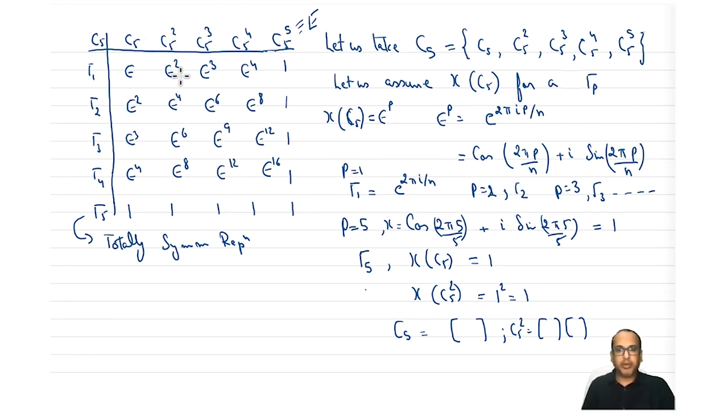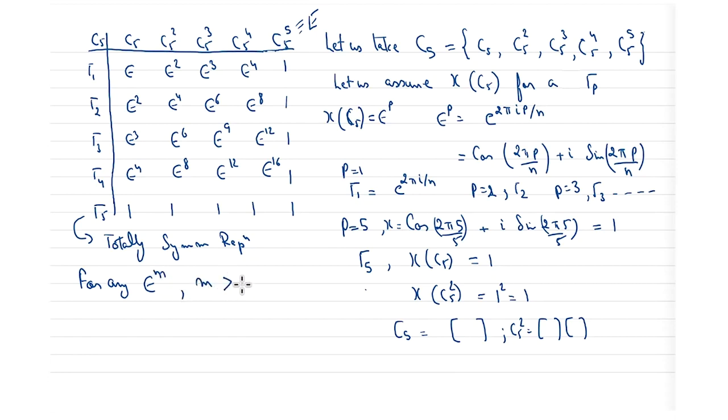Now there is a very important property. So for any epsilon to the power m, where m is greater than p, or where m is greater than 5 in this case, let's say, we can always write m is equal to 5 plus some number q, right?